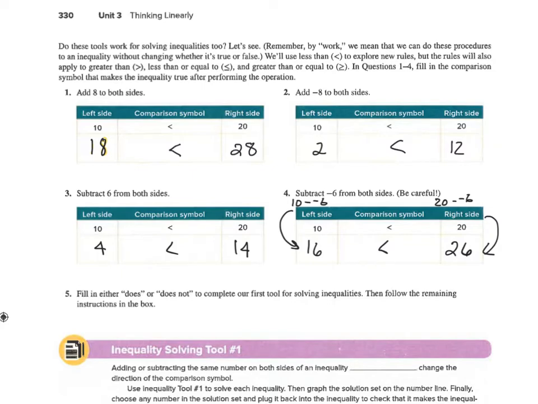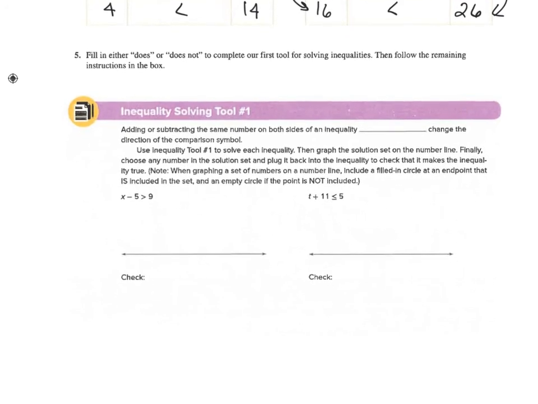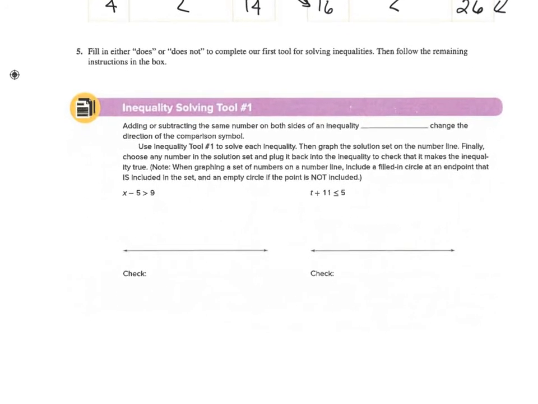So on number 5, they are asking for us to fill in does or does not to complete our first tool for solving inequalities. Then follow the remaining instructions in the box. It says adding or subtracting the same number on both sides of an inequality does not change the direction of the comparison symbol. Seems like if it was less than before, it stayed as the less than.